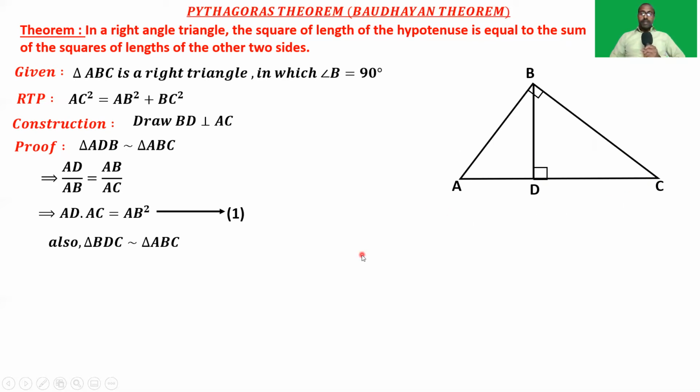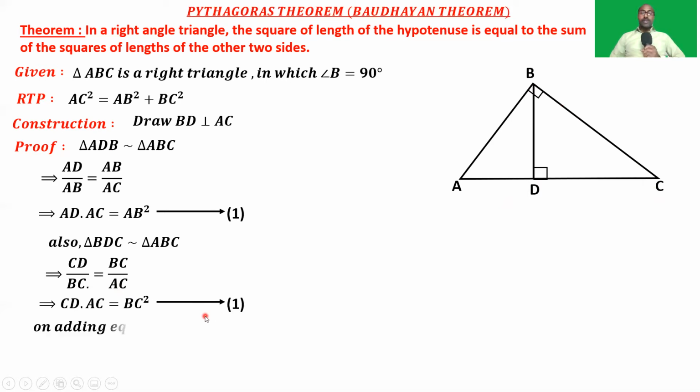Now, from the ratio of corresponding sides, we can write CD by BC. Here the base is CD, and in the whole triangle the base is BC. And in this small triangle, hypotenuse is BC, and in the whole triangle, hypotenuse is AC. So CD by BC is equal to BC by AC. From this, we can write BC into BC, that is BC square, is equal to CD into AC. Take it as equation 2.